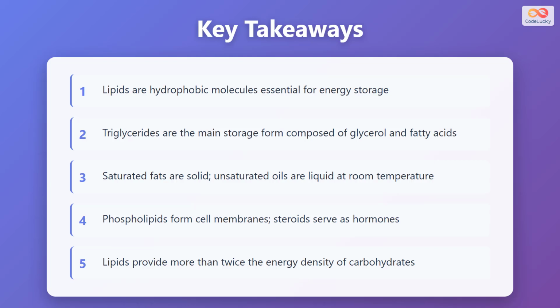Let's review the key concepts from this lesson. First, lipids are hydrophobic molecules that are essential for energy storage in living organisms. Second, triglycerides, composed of glycerol and 3 fatty acids, are the main storage form of lipids. Third, saturated fats remain solid at room temperature, while unsaturated oils are liquid. Fourth, phospholipids form cell membranes, and steroids function as important hormones in the body. Finally, lipids provide more than twice the energy density of carbohydrates, making them the most efficient form of energy storage. Understanding these concepts is fundamental to grasping how your body stores and uses energy.